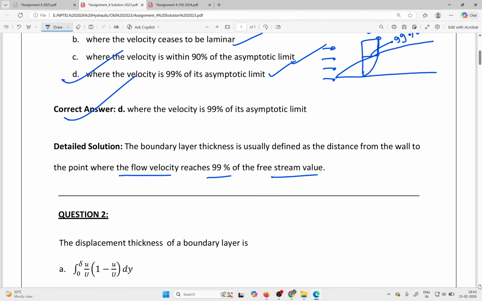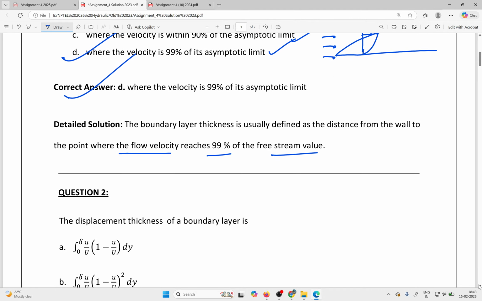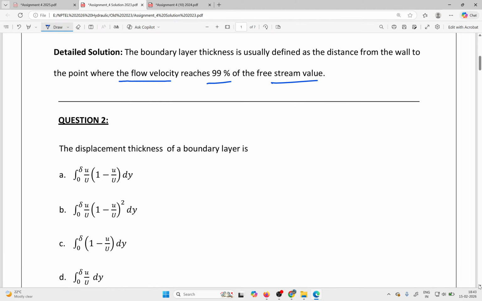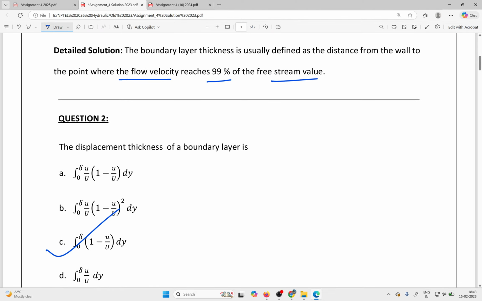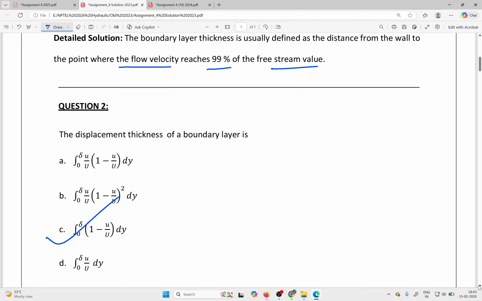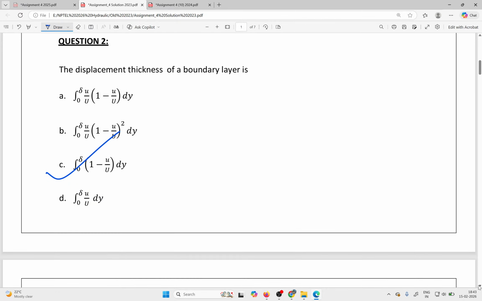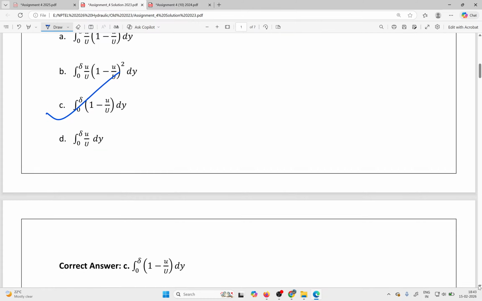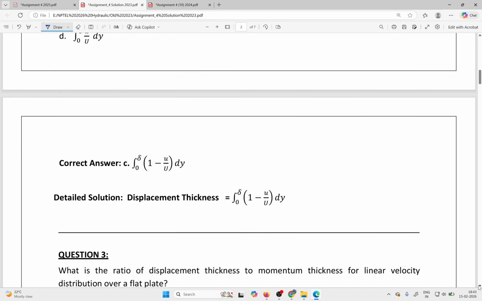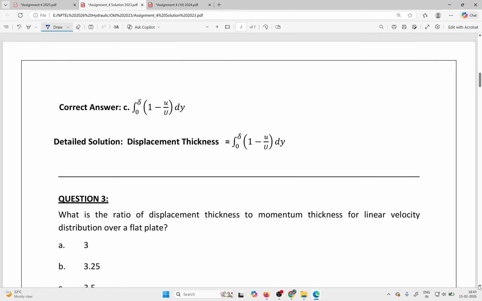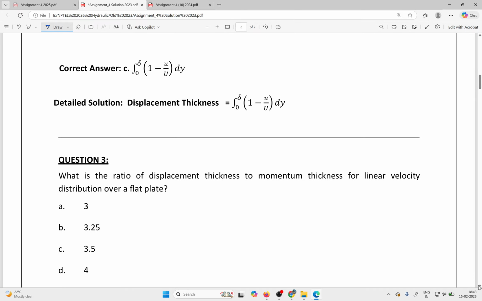Okay, so question number 2. The displacement thickness of the boundary layer, we have already solved. Option C was correct. That was question number 12 in the previous one. Okay, so now we'll move on to the next one. Question number 3. The ratio of displacement thickness to the momentum thickness of linear velocity distribution over flat plate. What will be the correct answer?